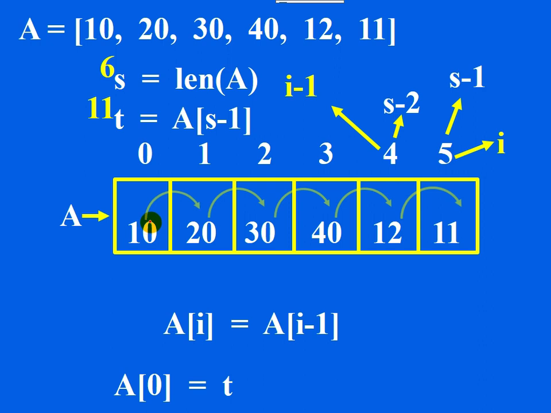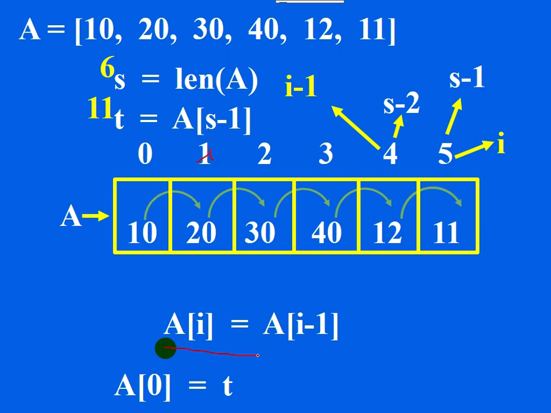Finally, if I want to shift this element by one position to the right, the value of I must be taken as 1. So 0 becomes I minus 1. Again A of I minus 1 should be assigned to A of I. The statement is the same, but the value of I becomes 1. Okay, so finally the value of I becomes 1.